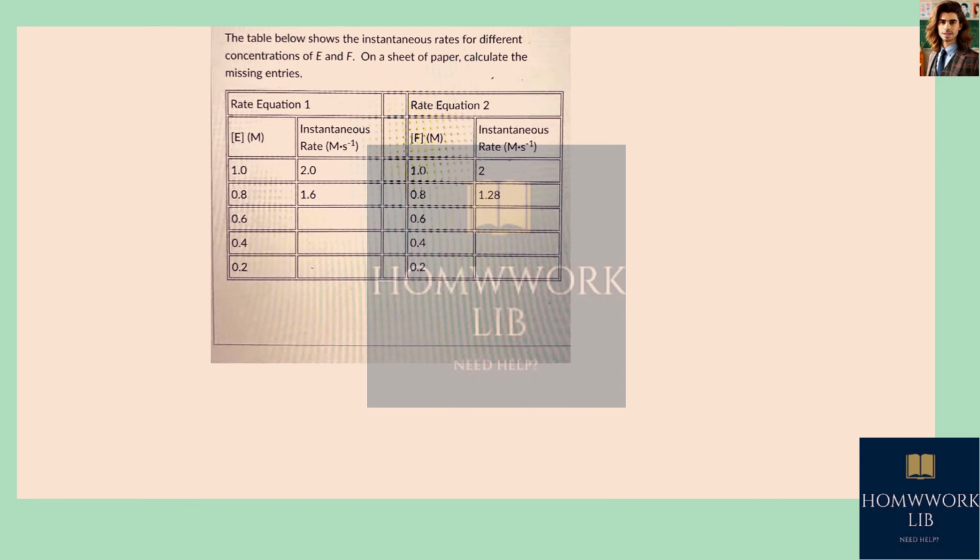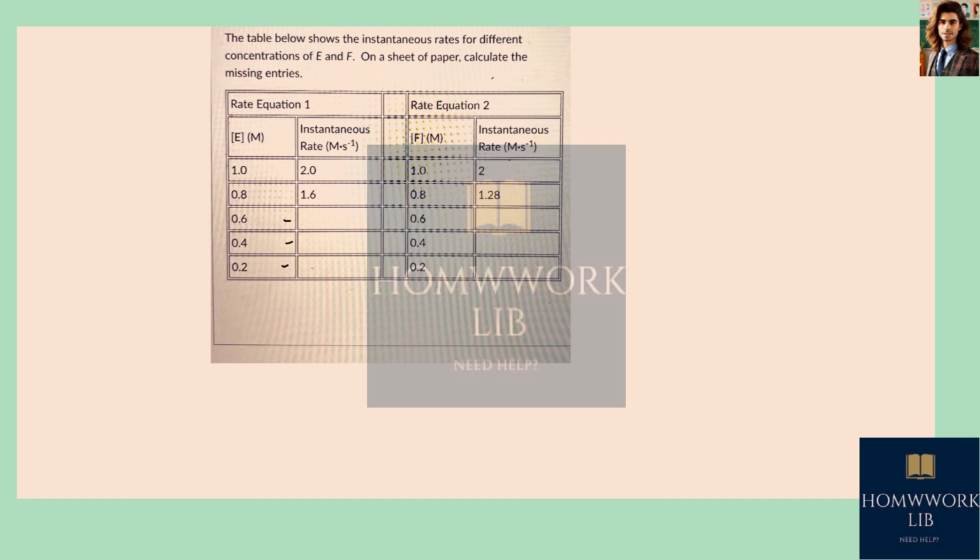So over here we have two different reactions that are going to change the rate with respect to the initial concentration of one of the compounds. So we have two different concentrations, E and F, and we want to calculate, first of all, the order of the reaction, and with that, we're going to be able to do the calculation of all of the different entries that we have here.